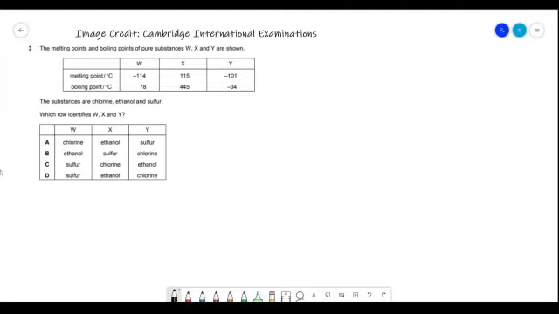Y. W has a melting point of minus 114 degrees C and a boiling point of 78 degrees C. X has a melting point of 115 degrees C and a boiling point of 445 degrees C. And Y has a melting point of minus 101 degrees Celsius and a boiling point of minus 34 degrees Celsius.